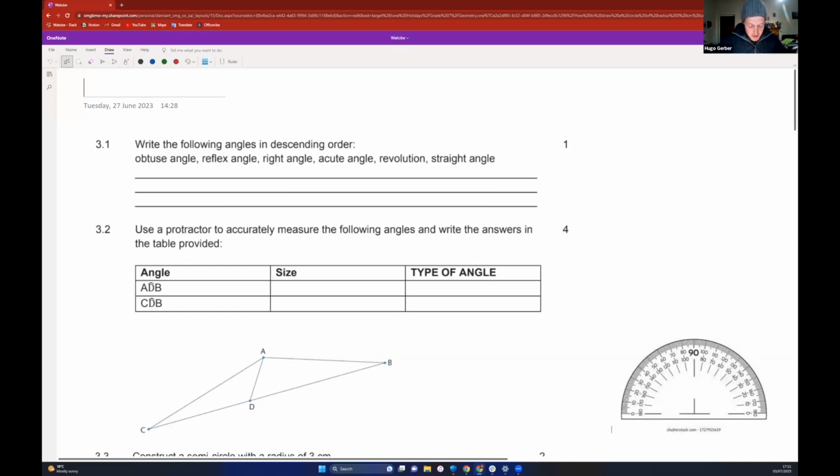All right, so I'm going to need somebody to please help me. I hope nobody's afraid to put up their hands. I'm going to need somebody to help me with 3.1: obtuse, reflex, right angle, acute, revolution, straight angle. We have Iviwe. I'm going to unmute you. Iviwe, how are you? I'm getting you.